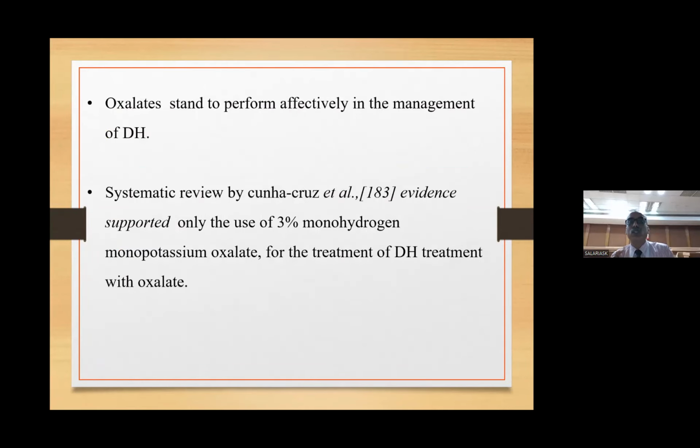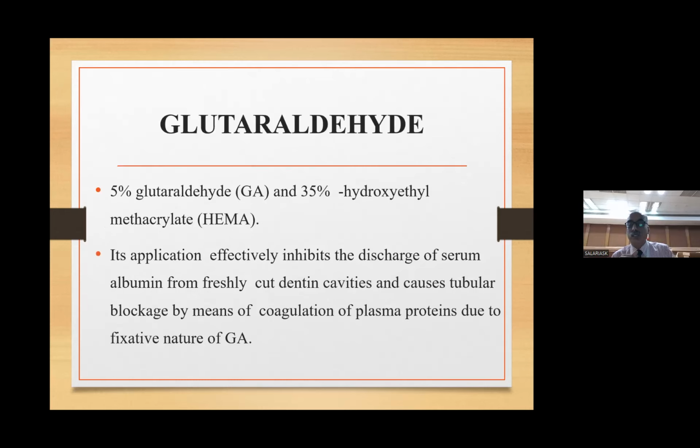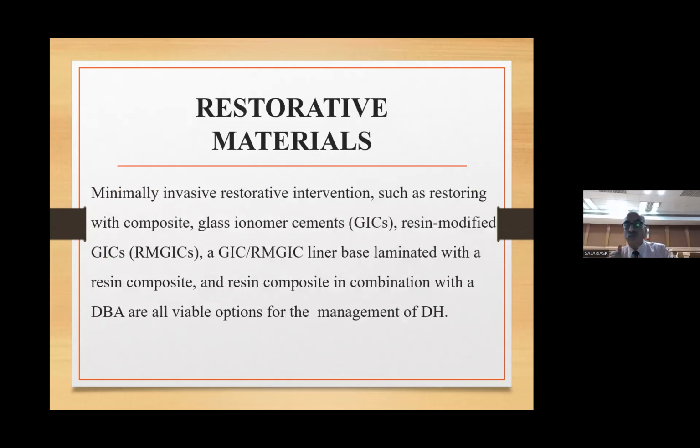Then comes oxalate. They are also effective in the management. There are systematic reviews available which support that 3% monohydrogen monopotassium oxalate containing dentifrices, or you can say mouth rinses, are quite effective in the management of dentinal hypersensitivity. Then comes the glutaraldehyde. 5% glutaraldehyde.